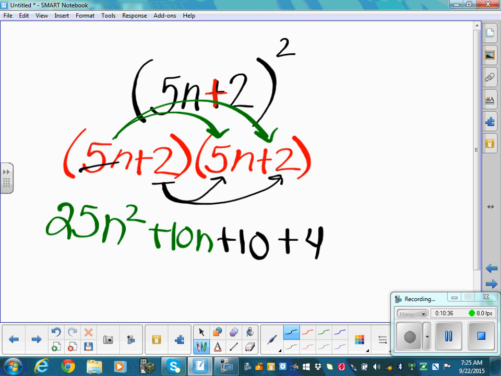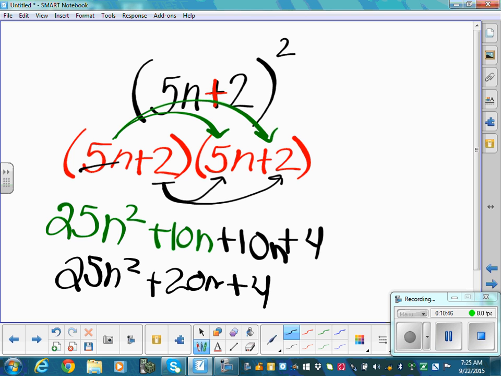And then you'll combine like terms. So 25n squared plus 20n's, right? Yes. And then plus 4. Now don't make the error, if you have two negatives there, of just assuming they cancel out. Actually add them up.